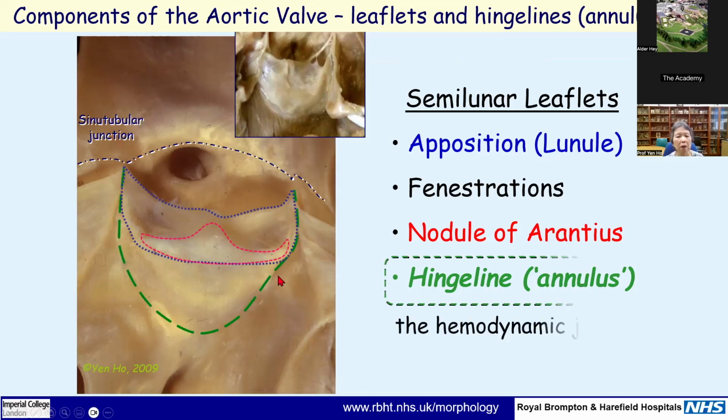And then we have the hinge line, which forms semilunar shapes according to the shape of the semilunar leaflets. This is the so-called annulus, and you appreciate that it is not a ring configuration. And then of course, we have the hemodynamic junction between the leaflets and the ventricular walls, for example.